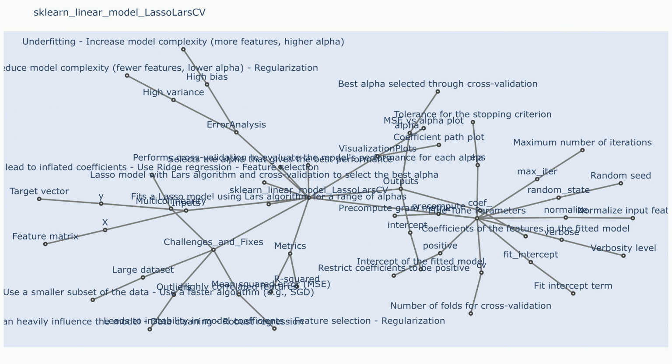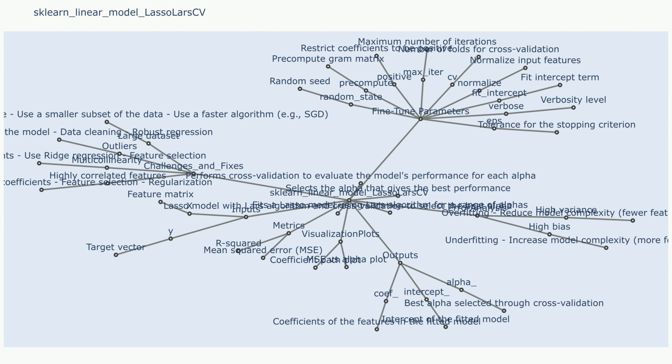Fine-tune parameters: cv, an integer or cross-validation generator object, the number of folds to use for cross-validation. Max_iter: maximum number of iterations for the LARS algorithm. Eps: tolerance for the stopping criterion. Normalize: whether to normalize the input features. Precompute: whether to precompute the Gram matrix.